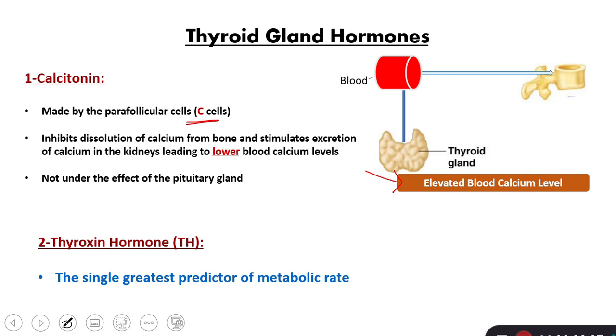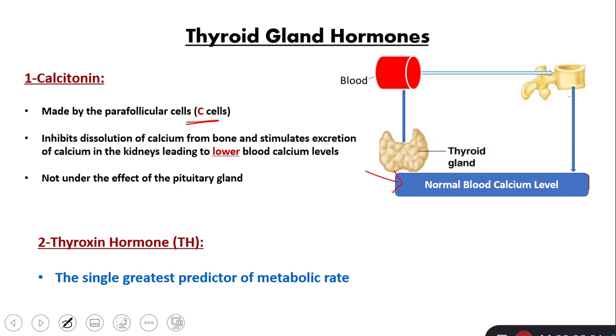And as a result of moving calcium from the blood to be stored in the bone, the blood calcium level goes back down to normal. So this is a negative feedback mechanism. Here comes the calcitonin, and the calcitonin delivers the calcium from the blood to be stored in bone. So the blood calcium level decreases back to normal. And again, this is a negative feedback mechanism.